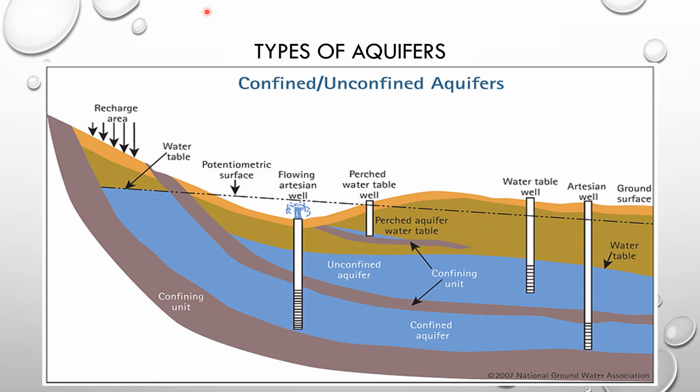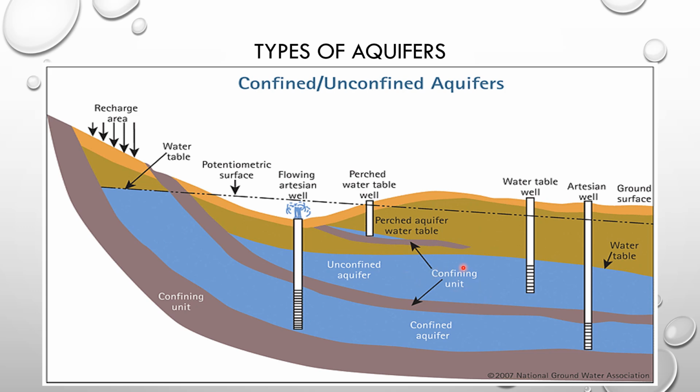Let's dive into some aquifers. You've got a couple different kinds. You've got a confined aquifer, which is an aquifer that has a solid rock formation above and below it. Then you've got an unconfined aquifer, which has a solid rock formation below it, but not necessarily above it. And then you've got a perched aquifer, which is one that just sits above the unconfined aquifer.